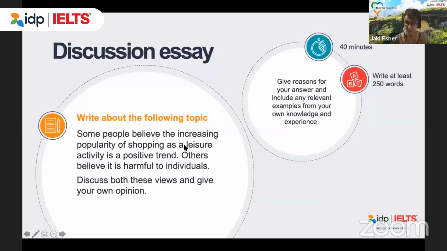Somebody asked, what do you do for the introduction for this essay? Just rewrite the topic or say a general statement about shopping. Yeah, that's how you do your introduction. And remember, you have to give some examples. They can be from your own life. They can be personal examples, but not too long. Just a short example to support your reason.